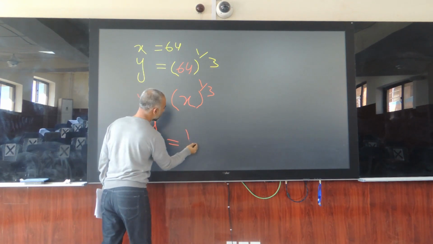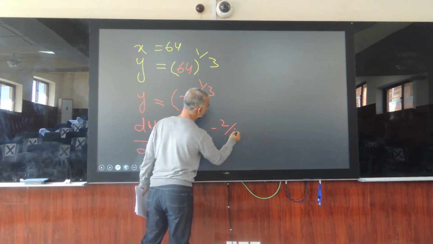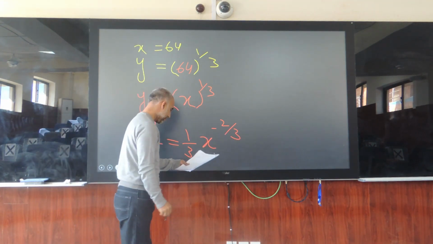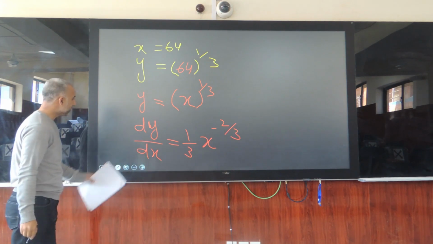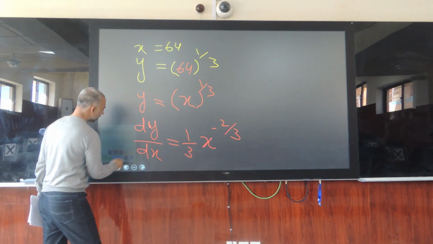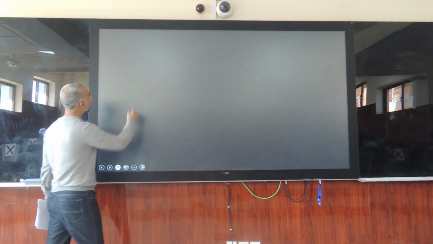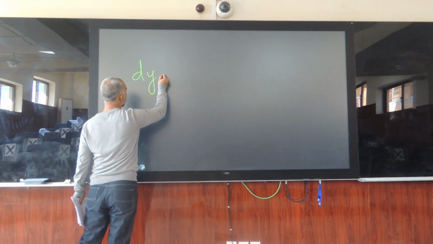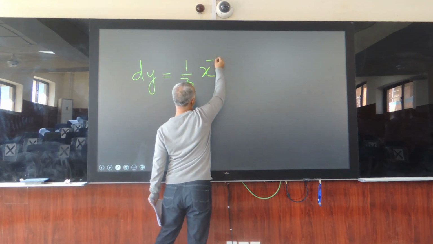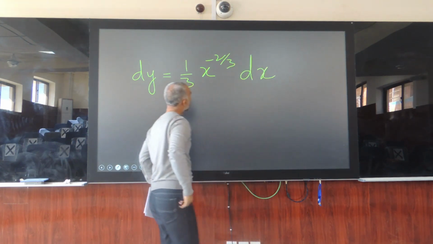We will get 1 over 3 x minus 2 over 3. And what else? If we want to determine further by considering this ratio of dy by dx, by cross multiplying, we will have dy equal to 1 over 3 x minus 2 over 3 dx.